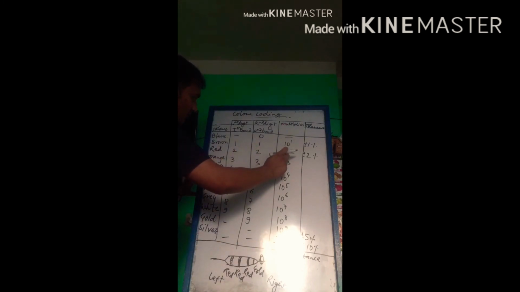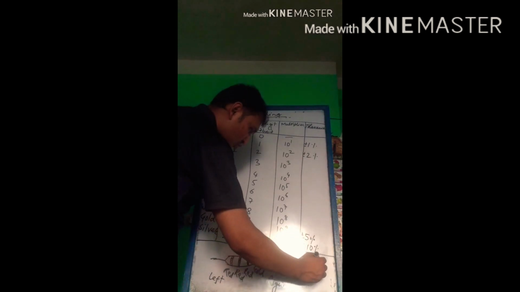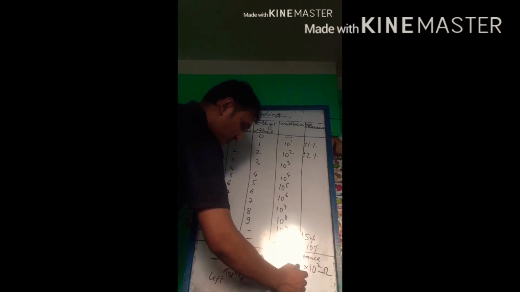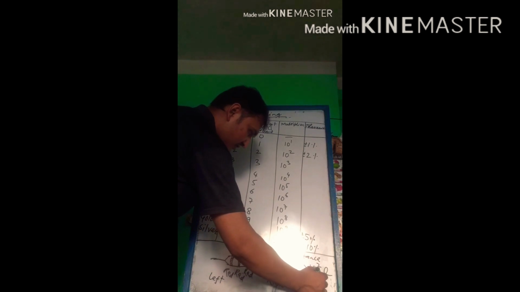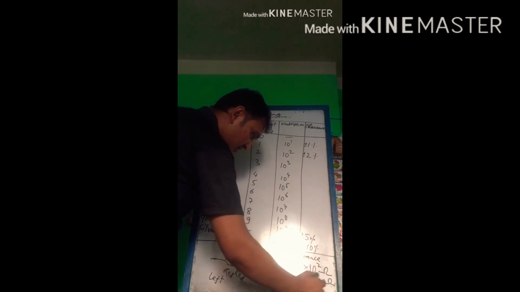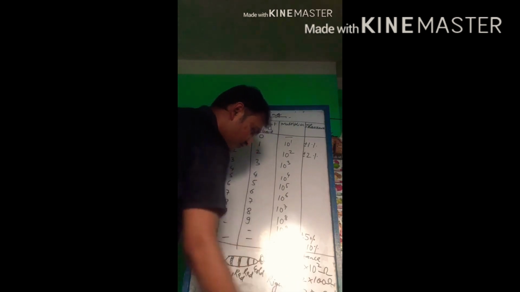The third one is the multiplier. So what is the third? Red. If there is red in the third, what is the multiplier? 10 to the power 2 ohm is the multiplier for the resistance of this resistor. That means 22 into 10 to the power 2, that means 100, you know it? 22 times 100 ohm equals how much? 2200 ohm. This is the resistance of the resistor.